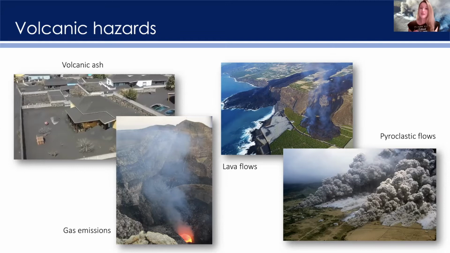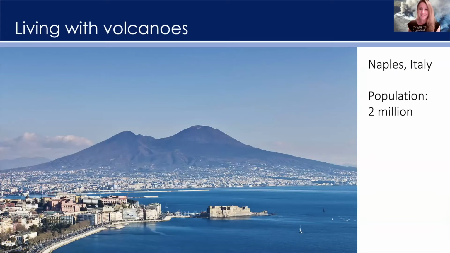And these are superheated clouds of ash and gas which race at hurricane speeds down the sides of volcanoes. Now, really the only protection against a pyroclastic flow is timely and effective evacuation. All right, next slide, please.